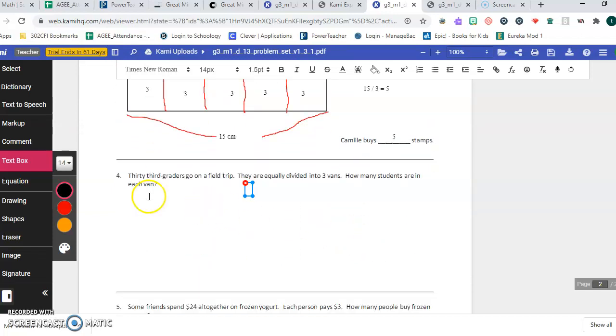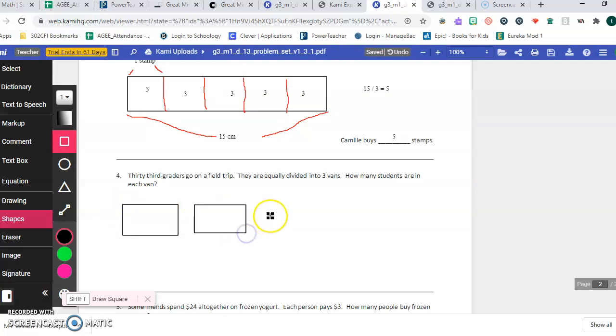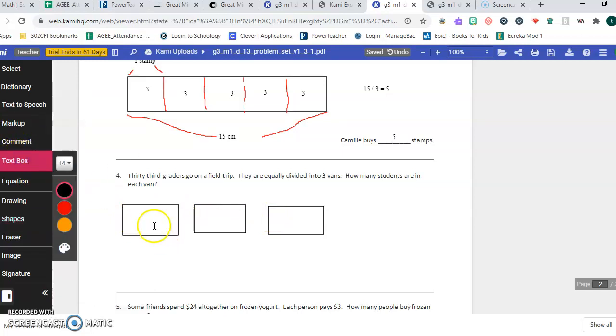So 30 third graders go on a field trip. They are equally divided into 3 vans. Okay, how many students are in each van? Well, I'm going to do a little count by here. I'm going to do shapes, and I'm going to make my vans rectangles. So here's 1 van, here's 2 vans, and here is 3 vans. And if I wanted to, I could do like 1 stick or dot for each person, but I can start thinking about it in terms of numbers.